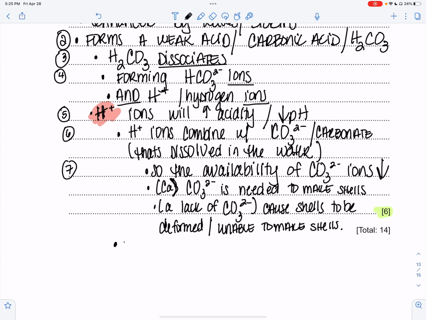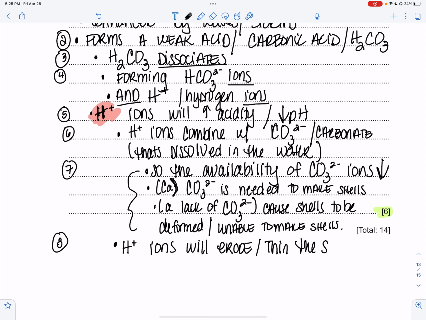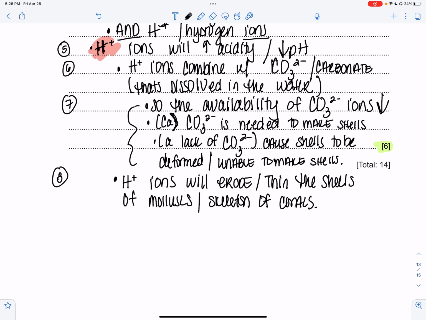However, hydrogen ions, this will be like the 8th thing, all these kind of related to each other. Hydrogen ions will erode, or we could say thin, the shells of mollusks, so shelled organisms, or the skeleton of corals. So not just affecting the carbonate ions or reacting with them that's actually dissolved in the ocean, but the carbonate that is on an organism.